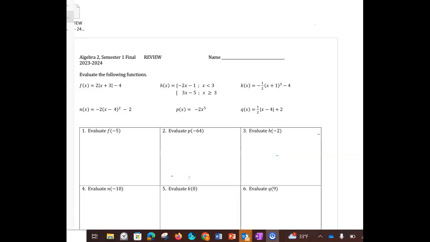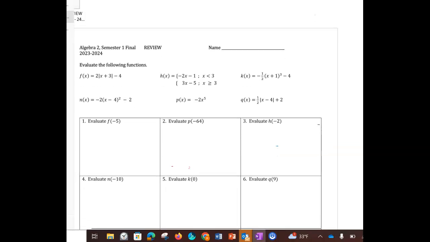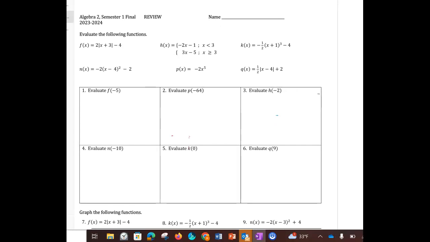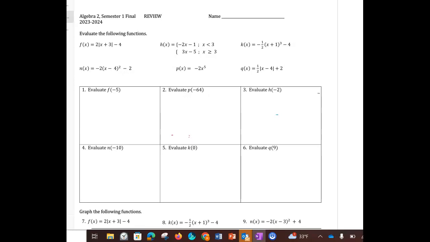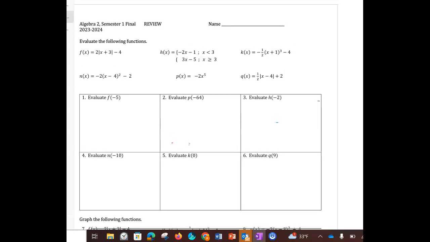All right, this is your semester 1 final review. This is due the day of your final. It will be counted in the grade book. You need to have at least 80% of this done, if not more, to get the points. And it's either all points or no points. So let's go ahead and get started with the first one.